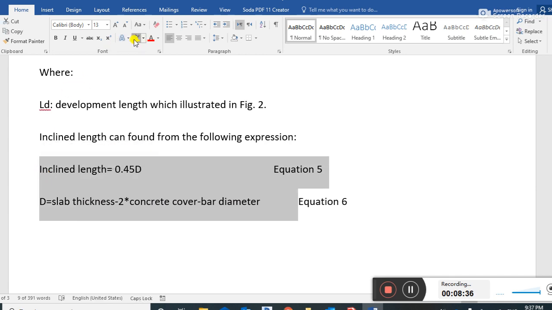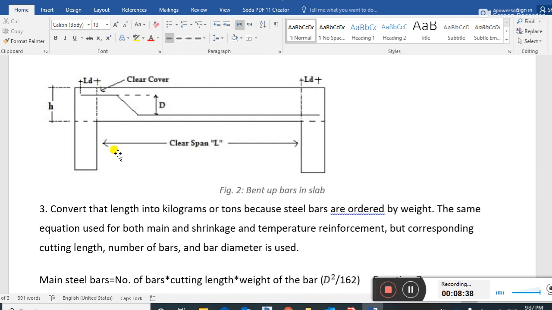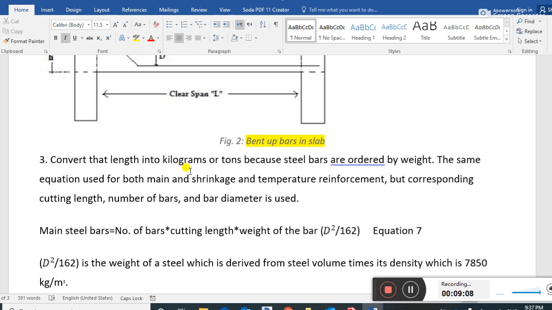Guys, this is the clear span. We denote it by L. Guys, this is the slab thickness. D is the slab thickness. This is the bottom, this is the top of the concrete. This is the clear cover, this is the LD, this is the H, and this is plus LD. This is showing the bent up bar and slab.